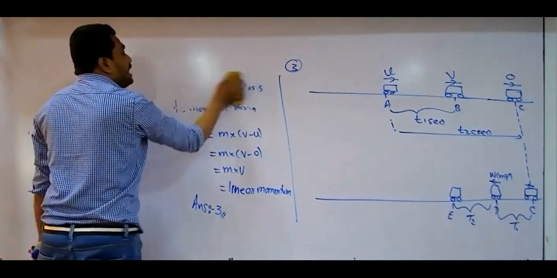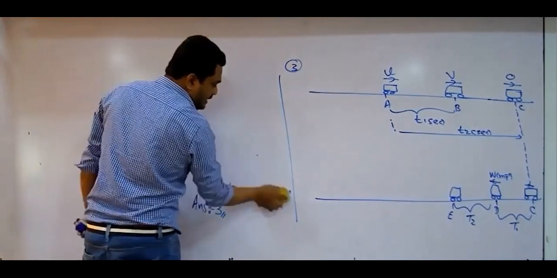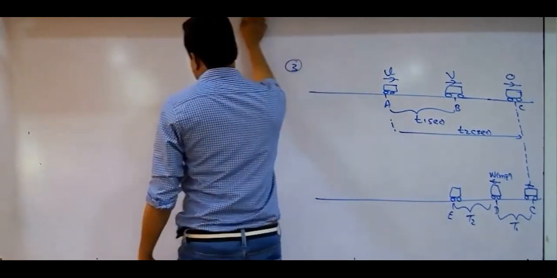Next line, next point. After that, the object decelerates for a period of capital T2 seconds and comes to rest at capital E. Okay, dear.